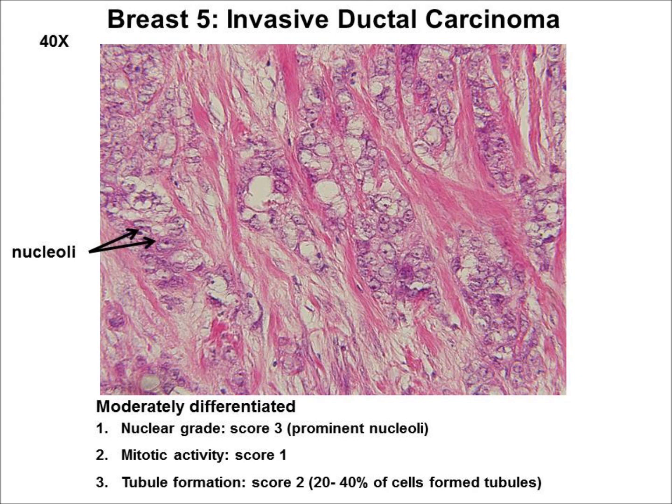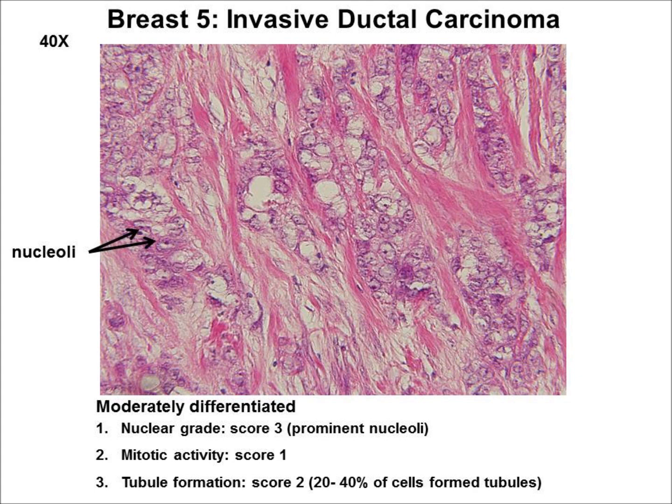Now, this final image is again a high power view of invasive ductal carcinoma. This tumor would be graded as moderately differentiated according to the modified Bloom and Richardson system. This is based on the following 3 criteria. First, nuclear grade. It receives a high score of 3 from very large size and prominent nucleoli. Now, I realize that the morphology of this section is not all that good, but I think you can begin to make out the size of the nuclei.